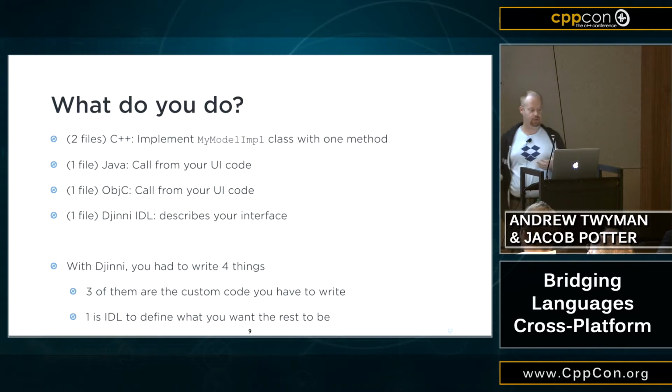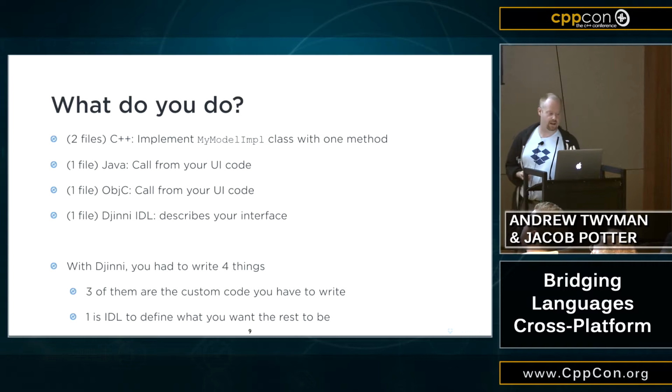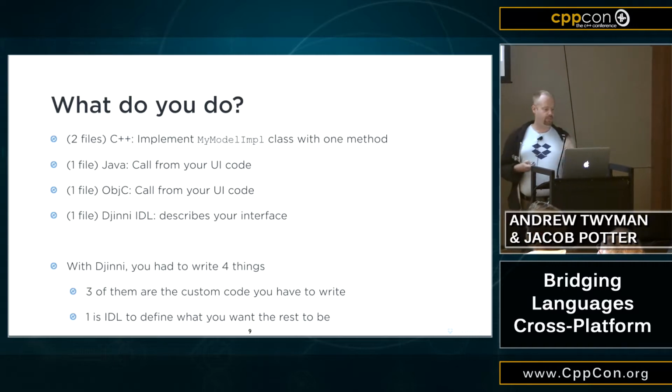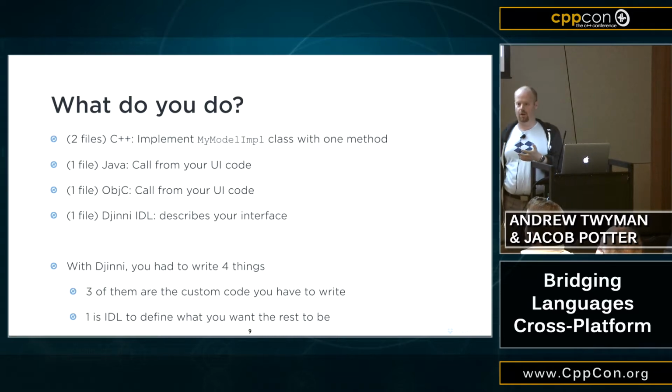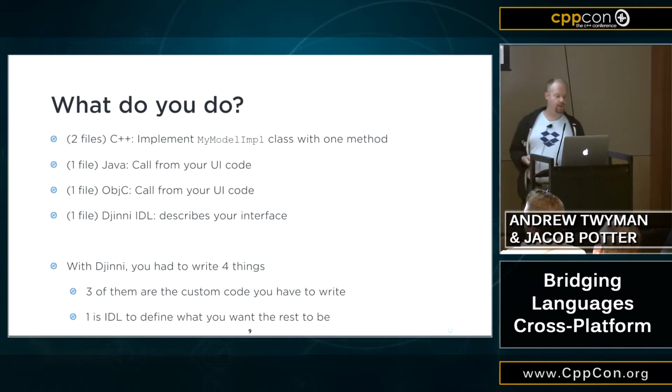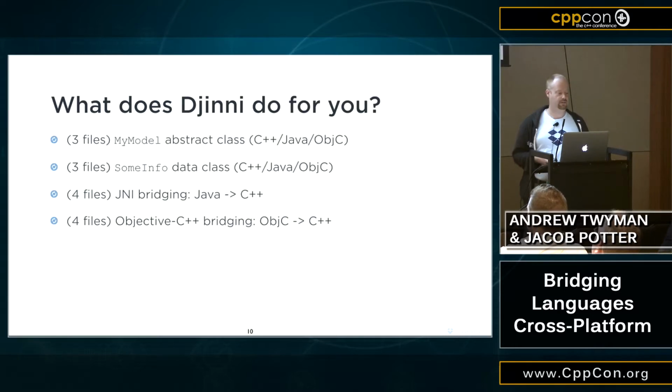You need to make calls to it in Java and in Objective-C. And then you need to do one more thing, which is to describe your interface in a way that our tool can consume using the Djinni IDL. That's four things. Three of them you would have had to do no matter what you were doing. You know, you've got to have a function to call. You've got to have some calls to it. The one, which is the IDL, is what allows you to not have to do all the rest.